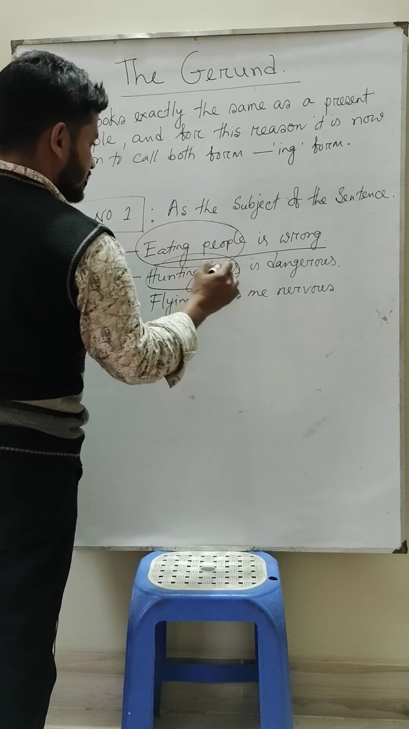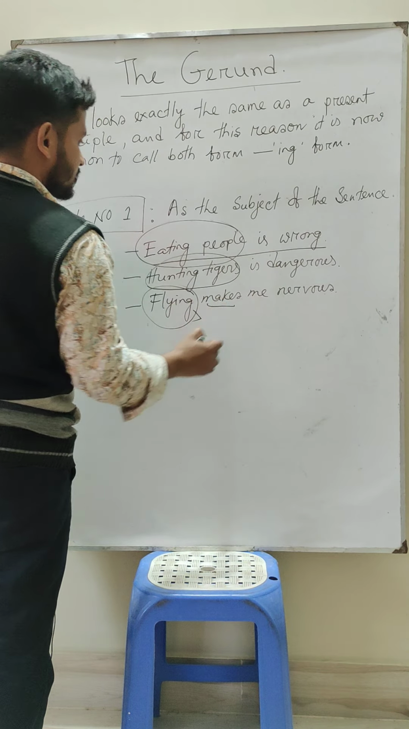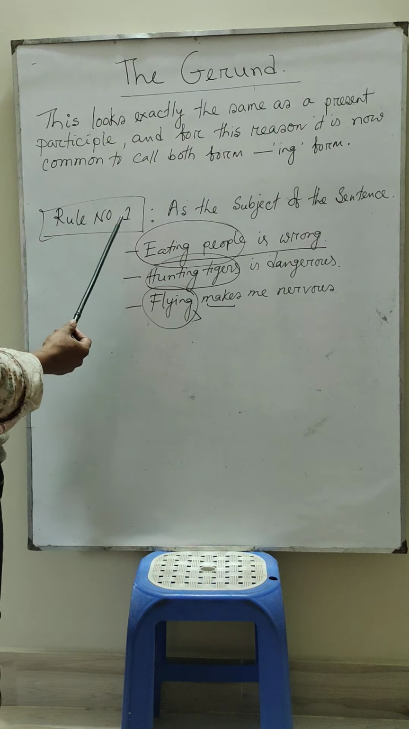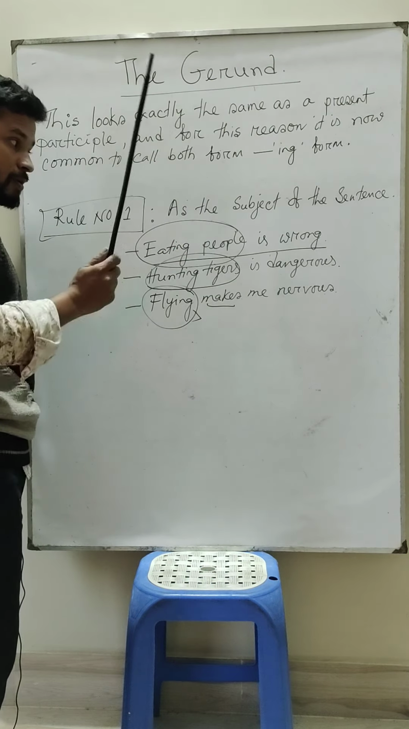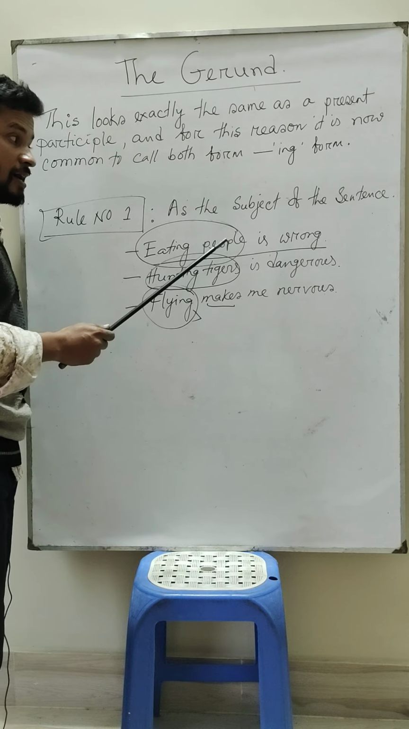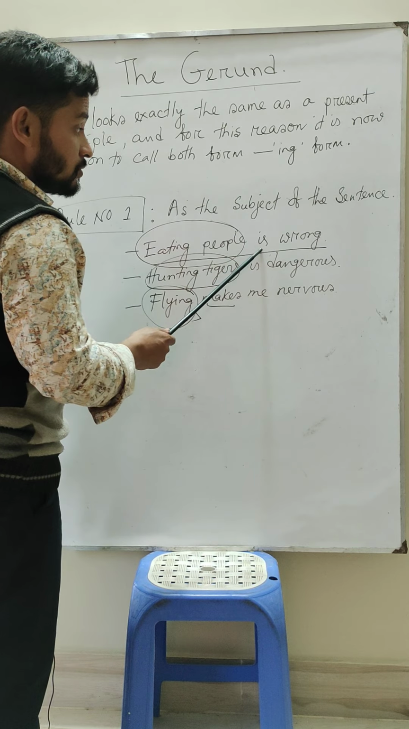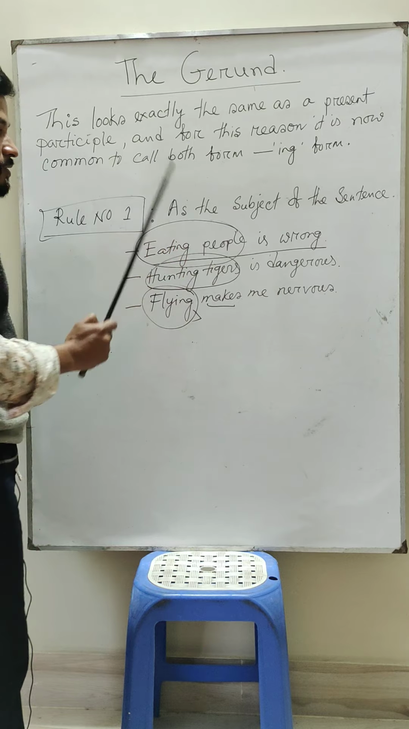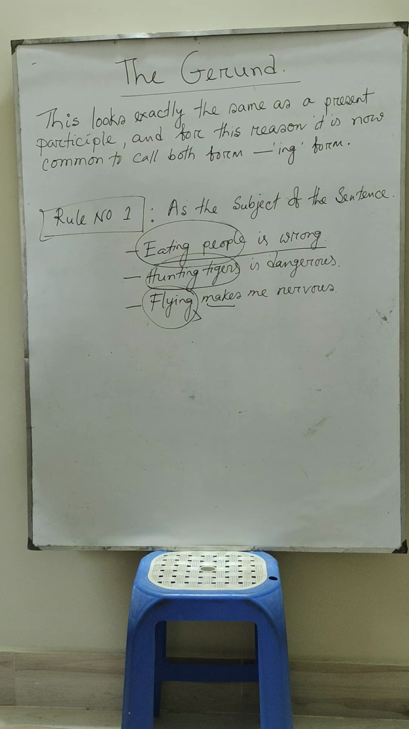Hunting tigers is the subject. Flying, here flying is the subject, and that is third person singular, so we add s after the verb. Whenever we use a gerund as the subject of a sentence, here people is not the subject. If people were the subject, then you would use are, but here the subject is eating people. So the verb is singular, as the subject is singular.